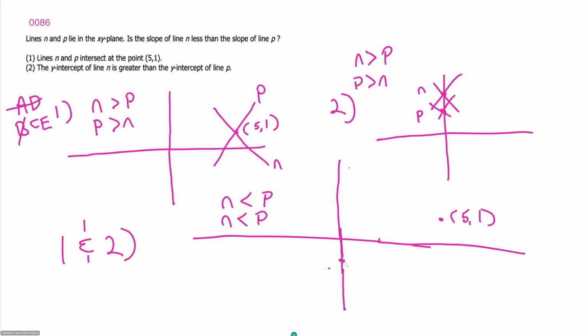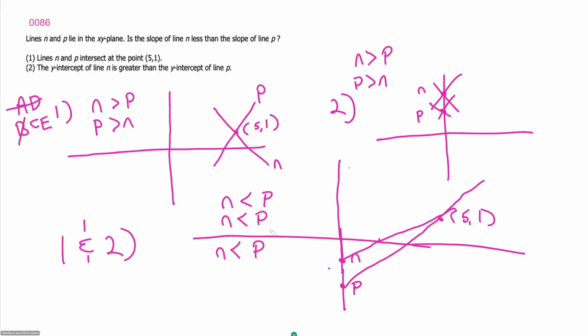So say N is here, P is here, so both our y-intercepts are negative. N still has to be higher up because N has to have a y-intercept that is less negative. So in this case now, both of our slopes will be positive, right? But P has the steeper slope here. So if our slopes are positive, the steeper slope is going to be greater because it's going to be more positive. So this is just another case where P is greater than N.